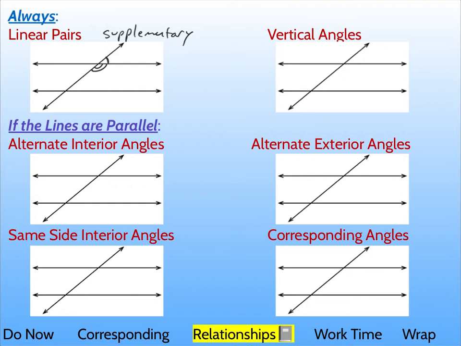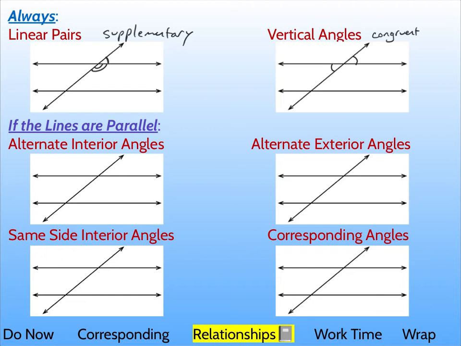So vertical angles, no matter what, those are always congruent. And for vertical angles, since they're congruent, I'm going to use the same number of arcs. So like this angle is vertical to that angle. 1 arc means they're congruent to each other.